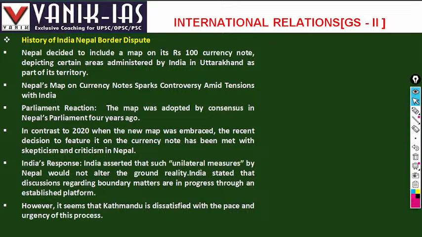What is India's response to this? Nepal decided to add a map of Nepal in its currency note, and that map includes part of the territory ruled by India or under Indian control. But it has been accepted and printed in the currency note of Nepal. So India stated that such a unilateral measure by Nepal would not alter the ground reality.